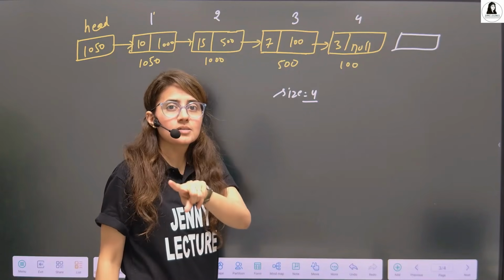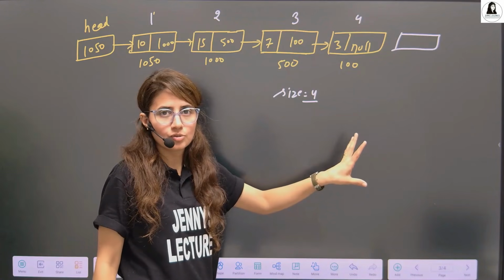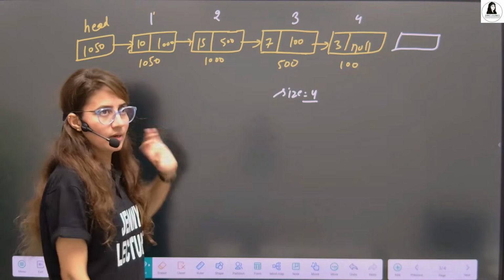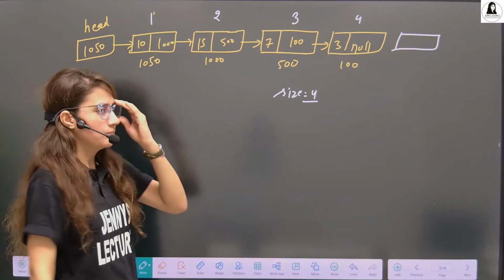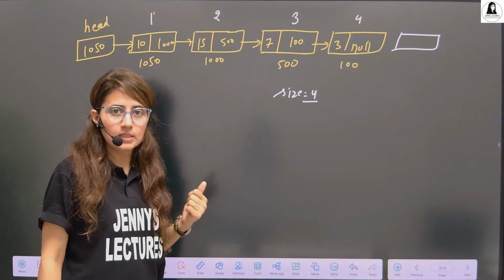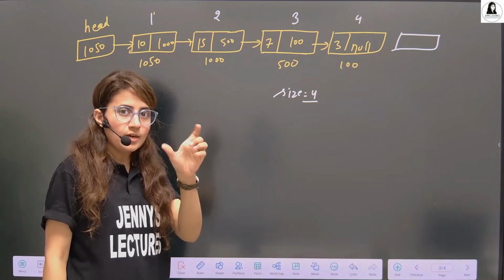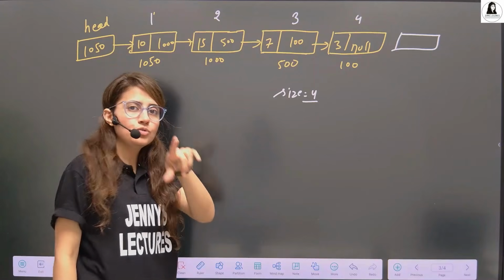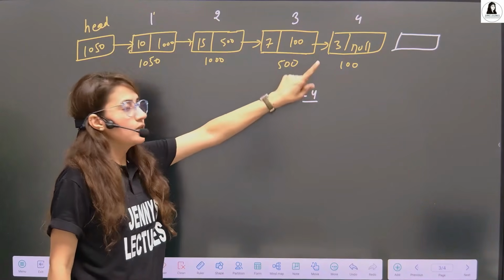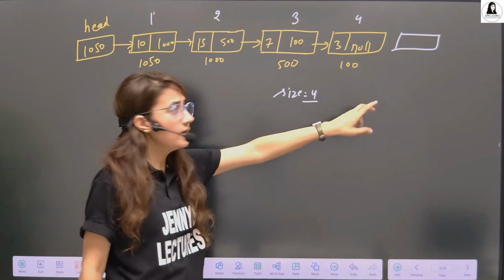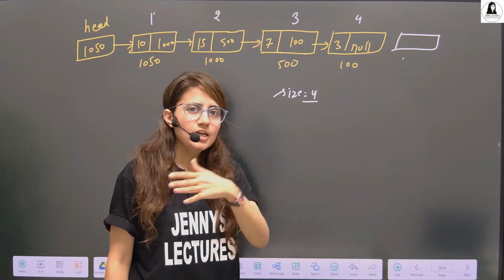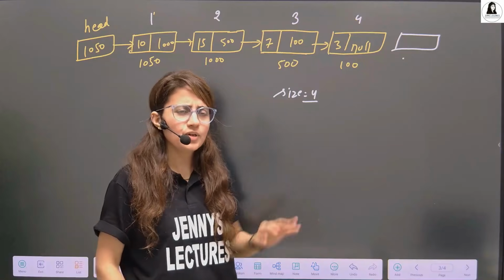But if you give position 6, that is not a valid position. If you give position 0, that is also not valid. I assume that I start position from 1. Maybe somewhere it is considered as 0, 1, 2, 3, something like this, so you have to check that also. If position is less than or equal to 0 or position is greater than size plus 1, it's invalid. Size plus 1 is valid. If you give 5, I can insert here. If you give 6, I cannot insert. Then it's invalid. Otherwise, we can insert.